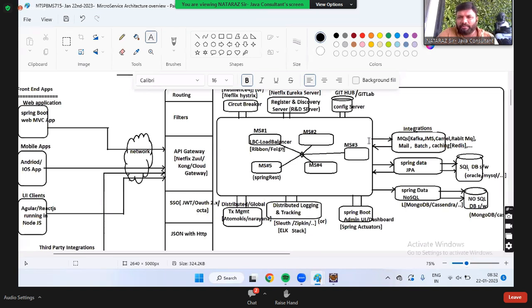Our company is using Apache Solr for the search engine. Yes. Saga pattern is used to handle distributed transaction management. Right, what you said is right.